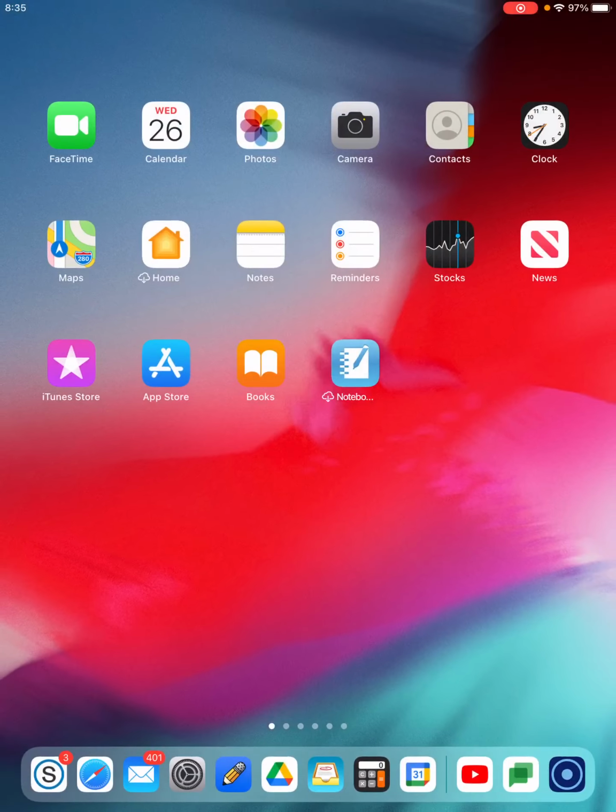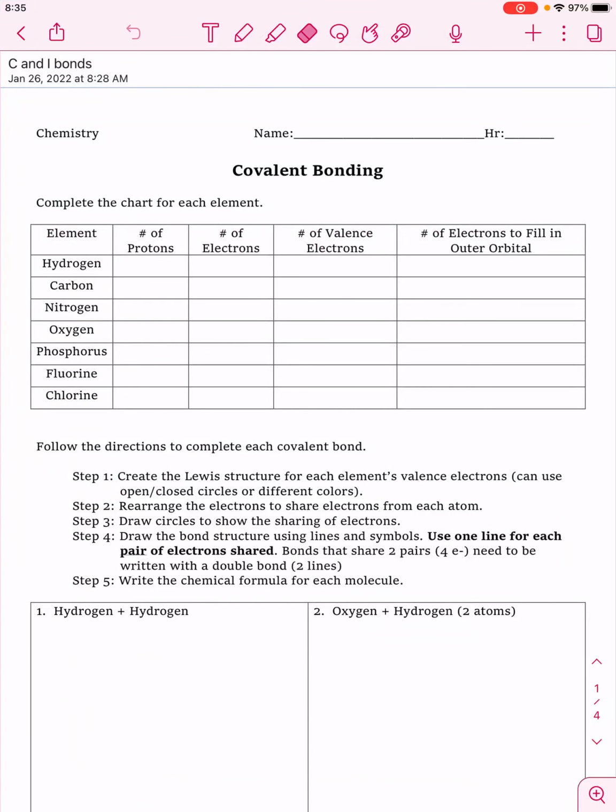All right, so what I wanted you guys here was how to do this worksheet. So you should have a copy of this. It's very similar to the drawings and things that we completed in class, but I just wanted to make sure that you didn't get confused or anything like that. So the chart on the top, you should be able to fill out fairly easily. We'll start here with covalent bonding.